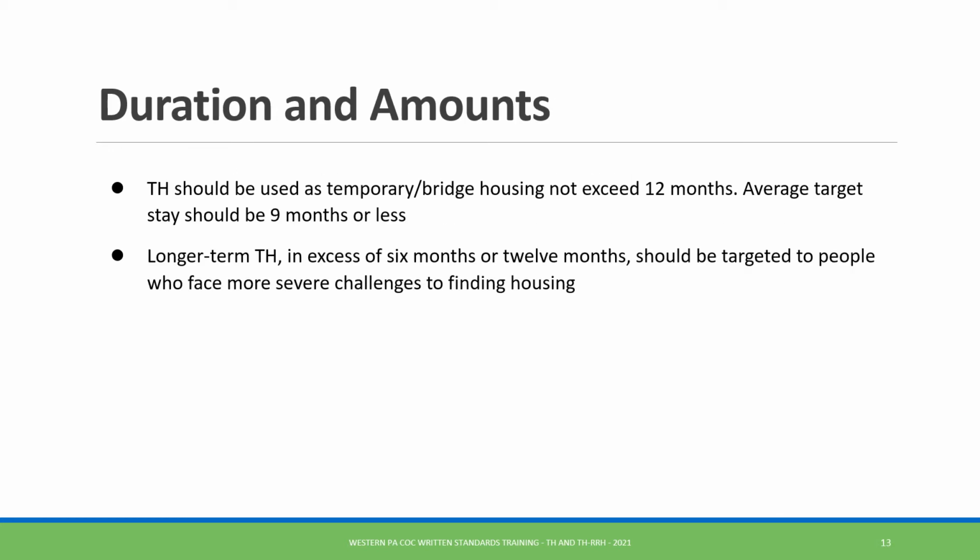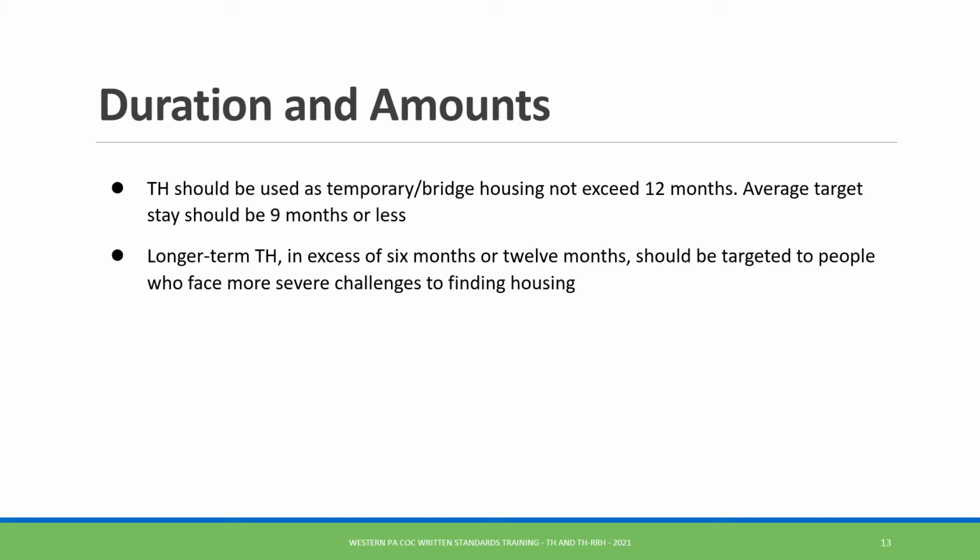In terms of duration and amounts, transitional housing should be used as temporary or bridge housing, not to exceed 12 months, and the average target stay should be 9 months or less. That said, the stay really should not be any longer than what is needed for that particular household to stabilize or obtain other housing.